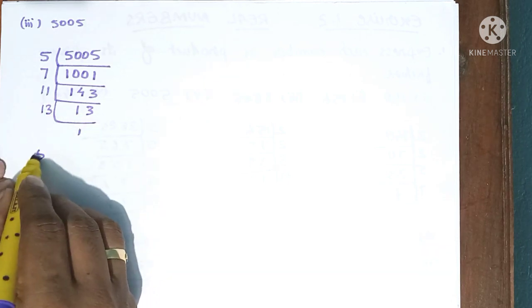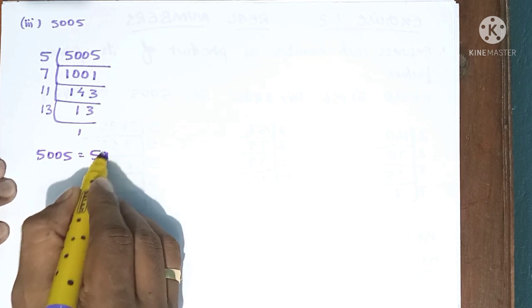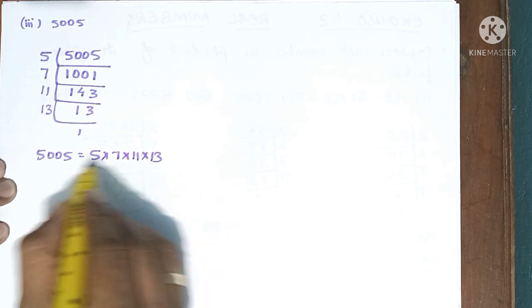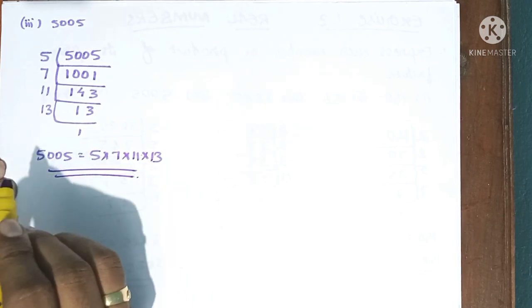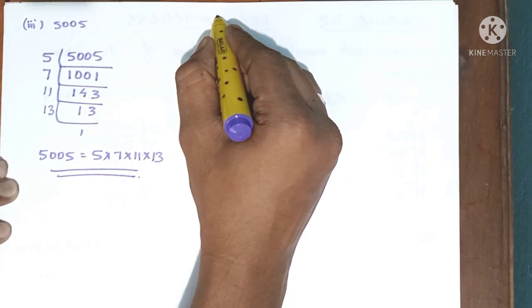So we can write 5005 is equal to 5 into 7 into 11 into 13. So this is our solution. Okay, now let's see the next question.